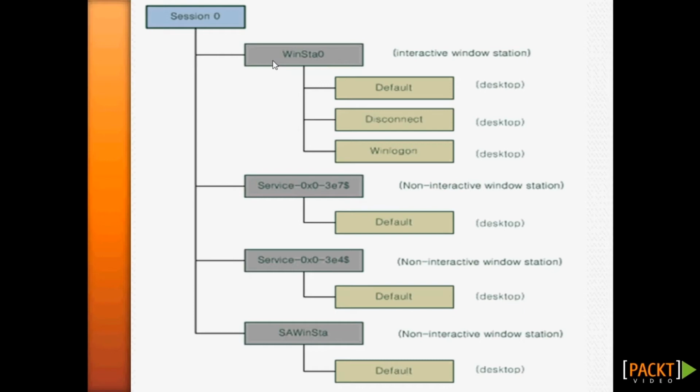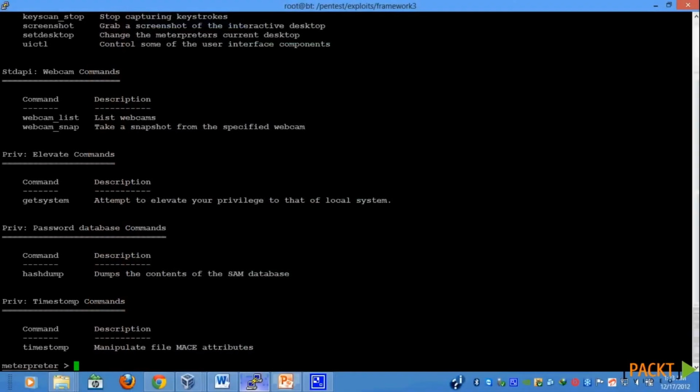Each of these desktop environments has its own keystroke buffer, which means that if we want to capture the keystrokes in the default desktop environment, we have to make sure that our Meterpreter session is listening on the default desktop. If we want to sniff the logon passwords of the Windows machine, we have to make sure that Meterpreter listens on the WinLogon desktop. Let's now move to our Meterpreter session and implement these commands.